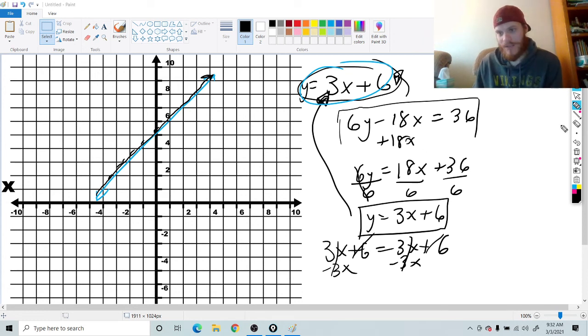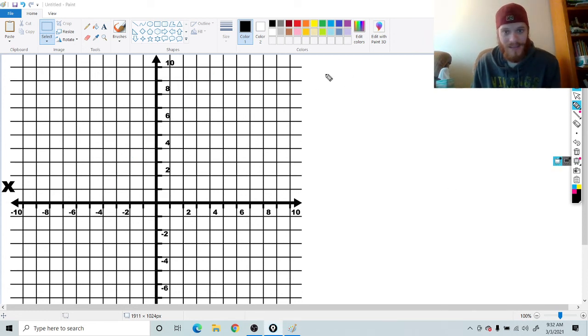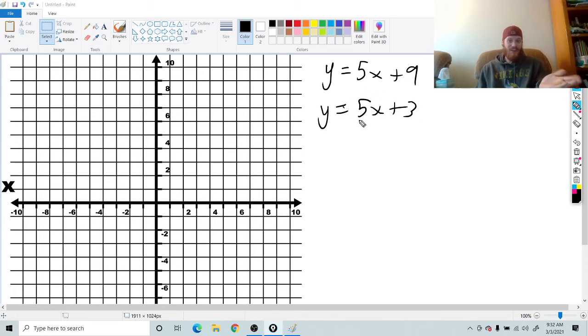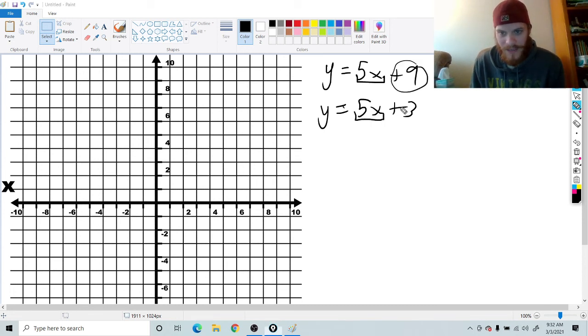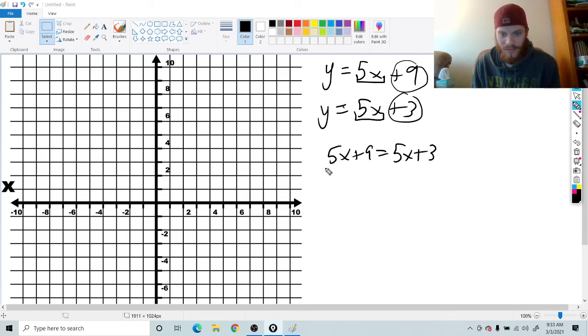Okay? And the last one would be something like this. If I said y equals 5x plus 9 and y equals 5x plus 3. Hopefully you notice that if I go to solve these, I plug them into each other. These have the same slope, right? But they don't have the same intercept. So watch what happens if I try to solve these. I'm going to set them equal to each other. 5x plus 9 equals 5x plus 3. I try to solve. I'm going to move 5x. Uh-oh. 5x disappears, and this gets 9 equals 3. Is that true? No, 9 doesn't equal 3.